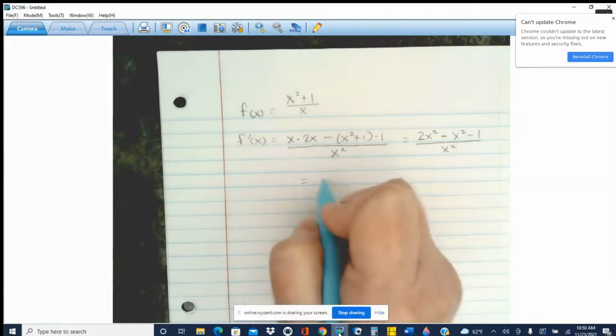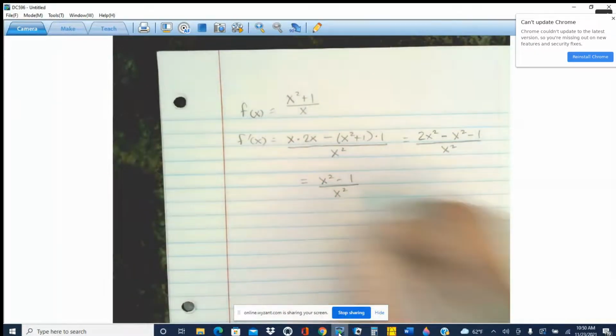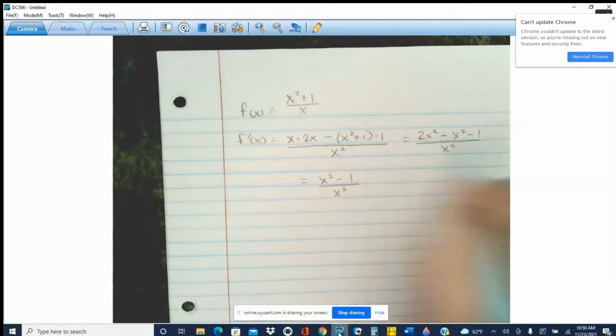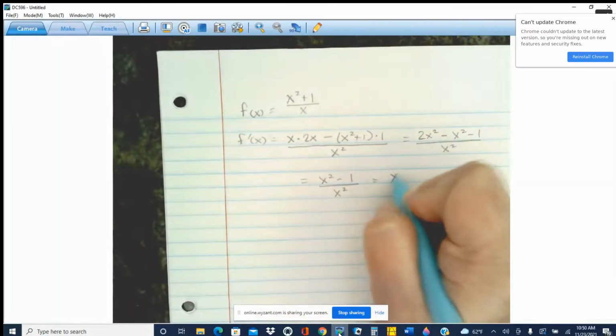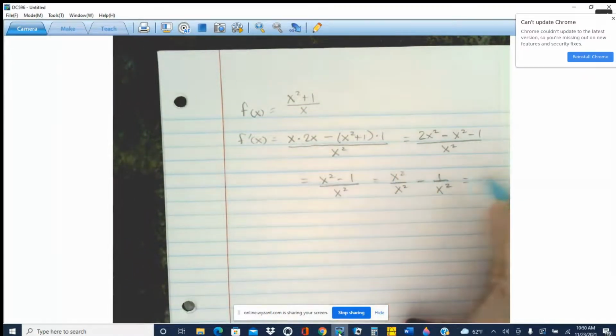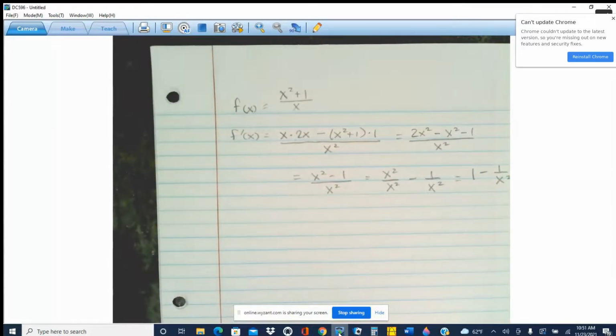2x squared minus x squared, and that's over x squared. And now I can simplify this. Again, I can break it up into two separate fractions so that it looks like our earlier result. I get 1 minus 1 over x squared, and that's what we were looking for.